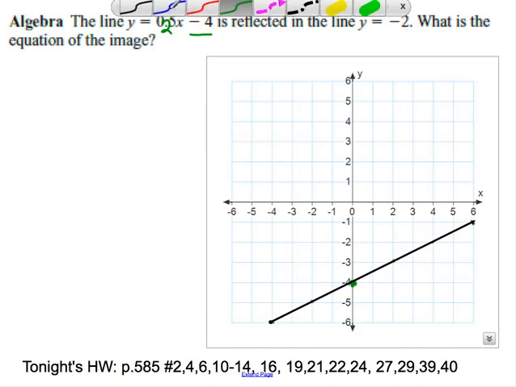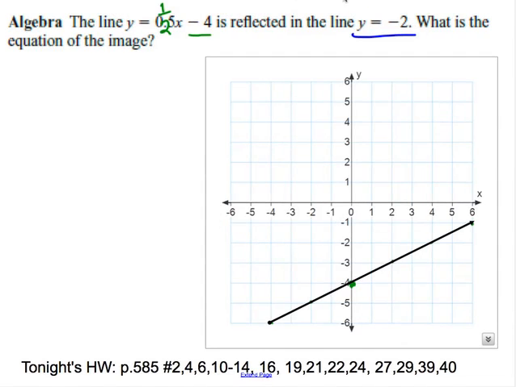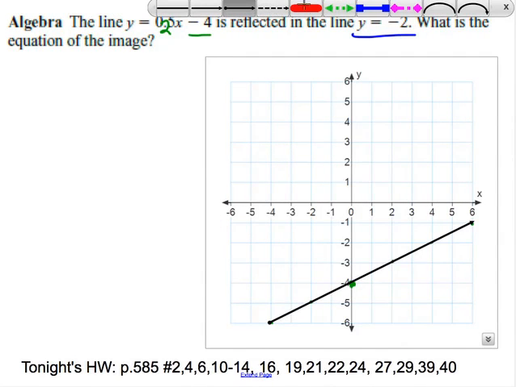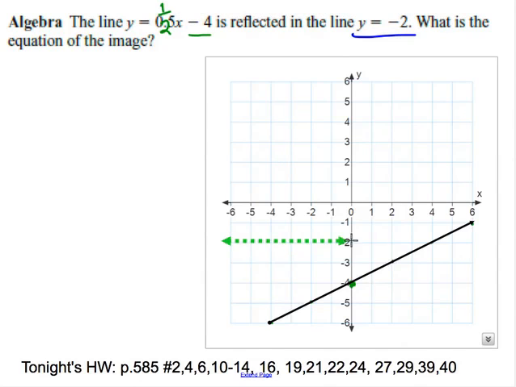Okay. Then we're going to reflect this in the line y equals negative 2. Actually, I could have used that line tool again, if I can find it. Come here, line tool. We'll use dotted lines. The line y equals negative 2 is going to look something like this.